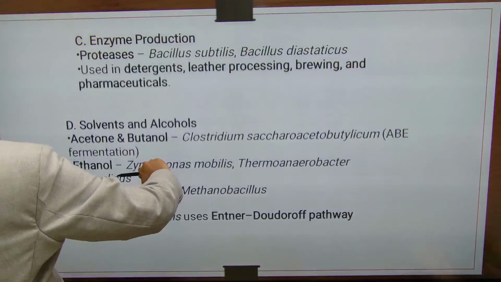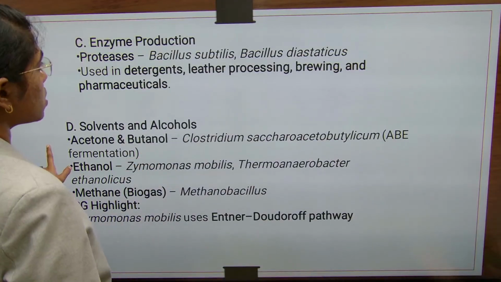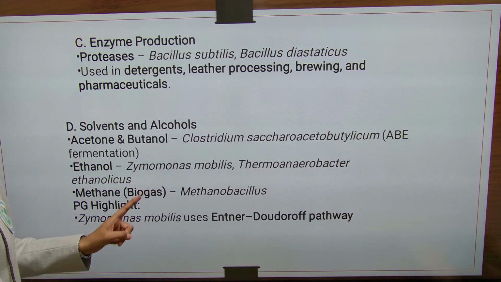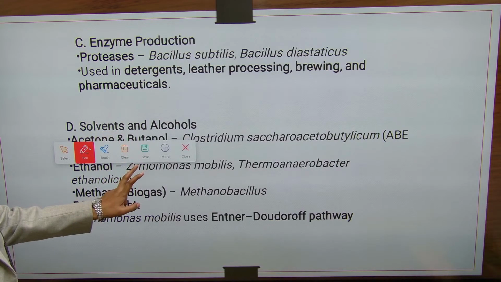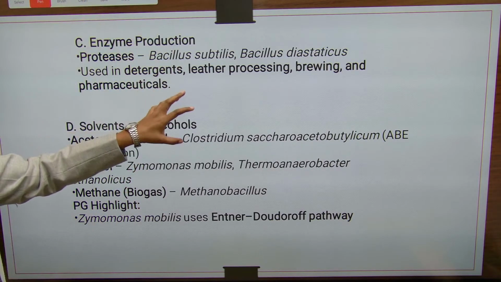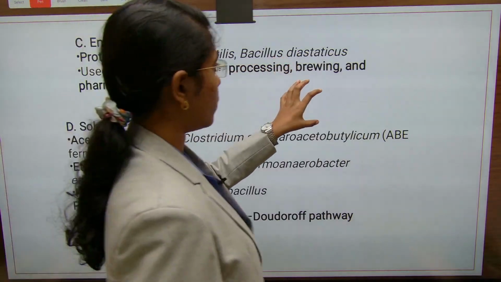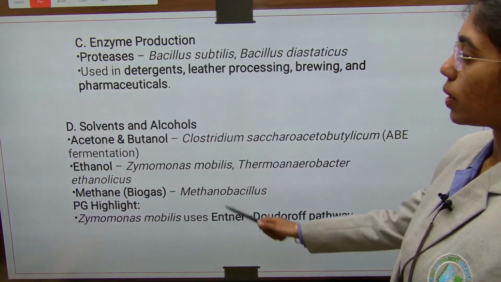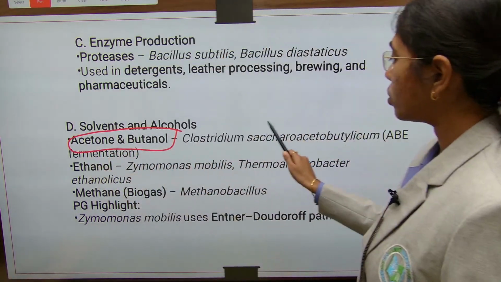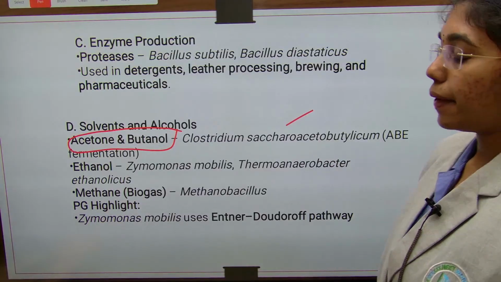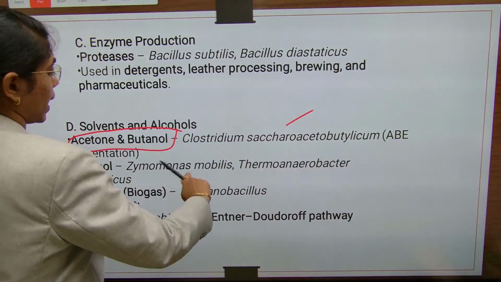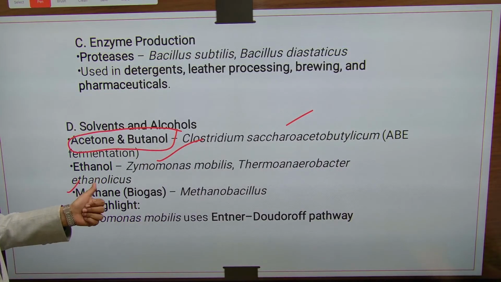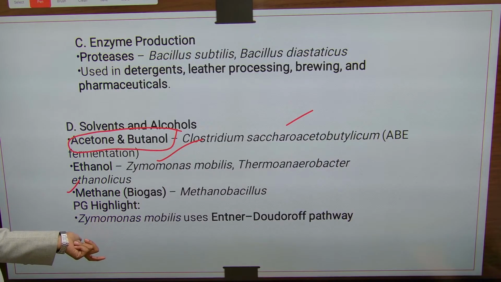Now we will see enzyme production. Proteases are produced from Bacillus subtilis and Bacillus diastaticus. This is used in detergents, leather processing, brewing and pharmaceuticals. Next, solvents and alcohols: acetone and butanol are produced by Clostridium butylicum, and ethanol from Zymomonas and Thermoanaerobacter. Methane or biogas from Methanobacillus.